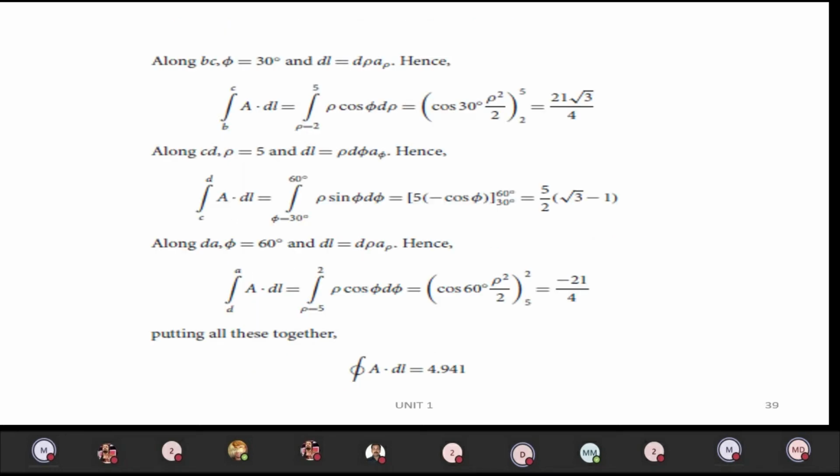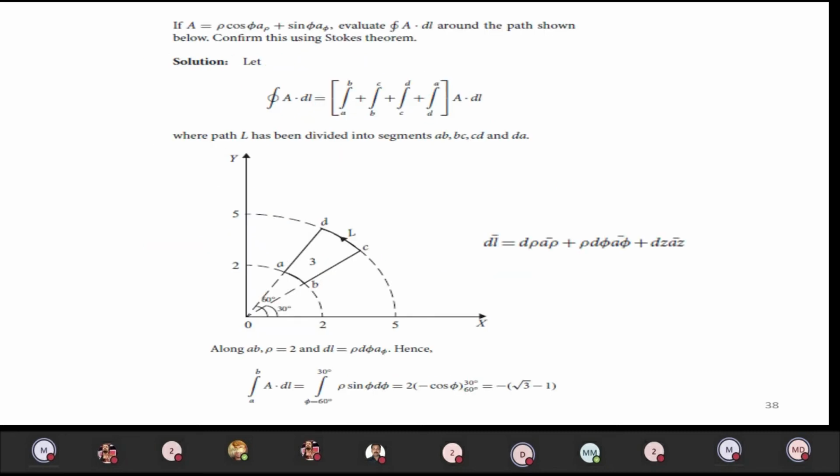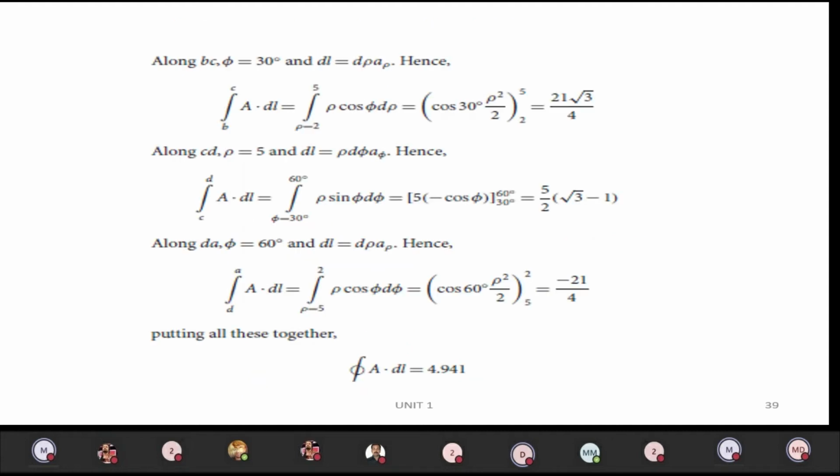When you travel from B to C, the graph is very important. The angle is 30 degrees, but at B the radius is 2 and at C the radius is 5. So the radius is varying, rho from 2 to 5, but the angle is constant at 30 degrees. So you will only get the d rho term, where a rho gives rho cos phi. That value you substitute. Similarly, we have to go for C to D and D to A.